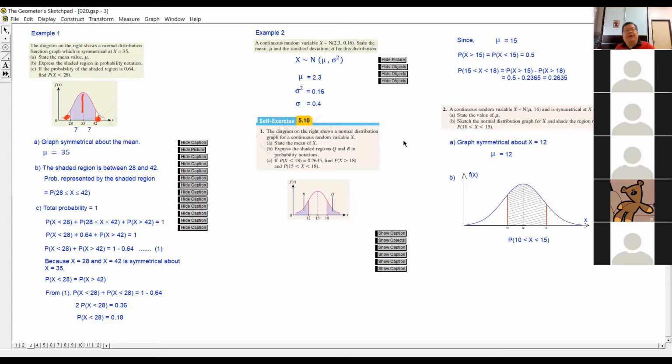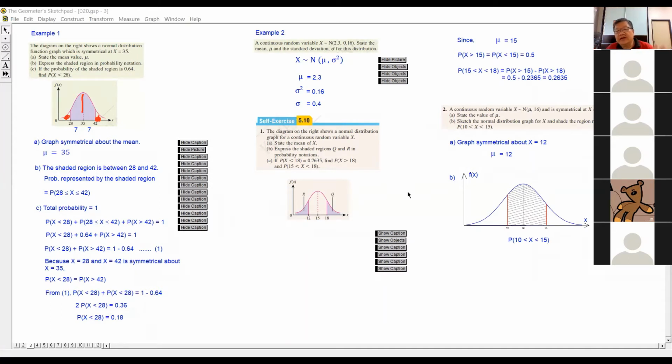Okay, now I ask you, what is the mean? You just look at the graph. Can you tell me what's the mean? You just type in the chat there. Correct. Okay. Because the mean is the center line. Very good. The mean is the center line. So it is 15. X equal to 15 is the mean.